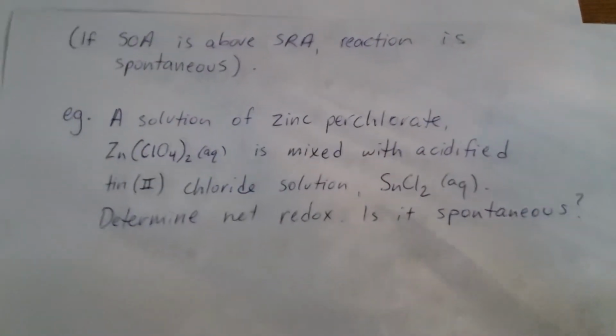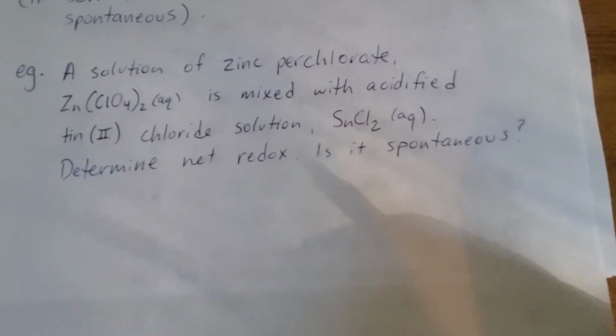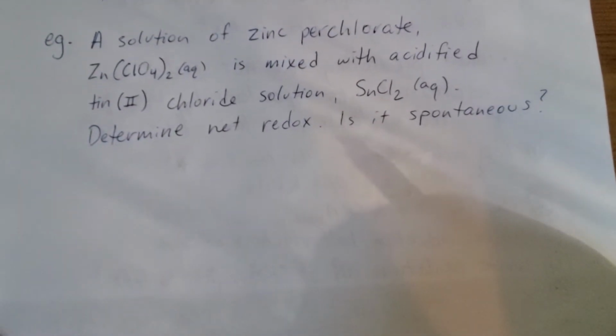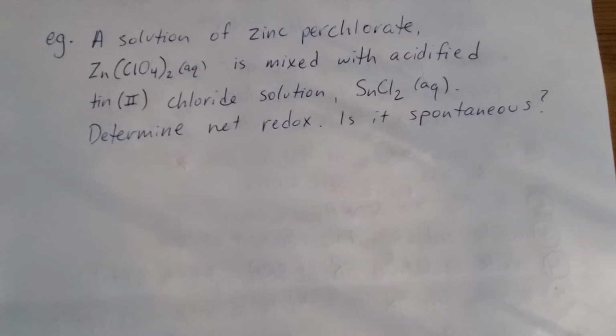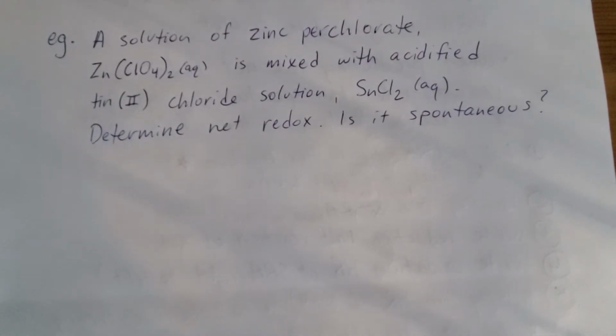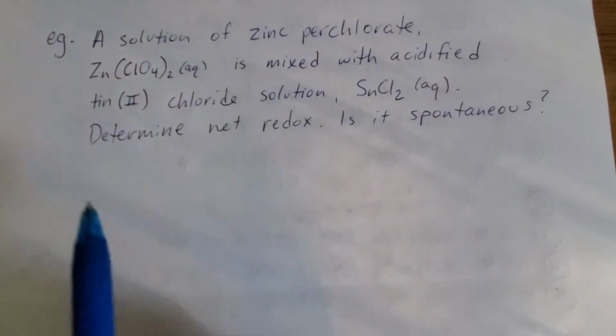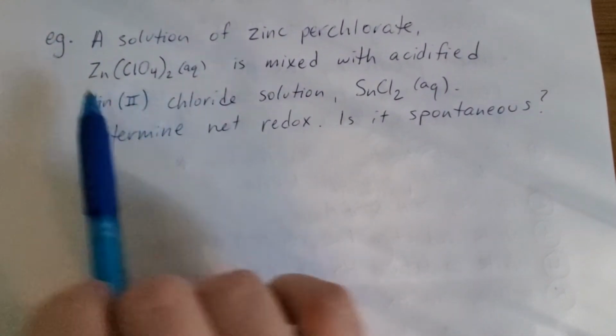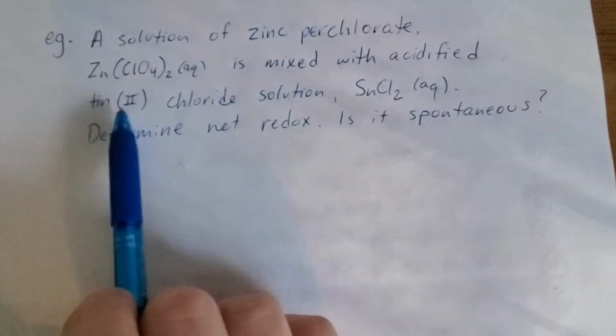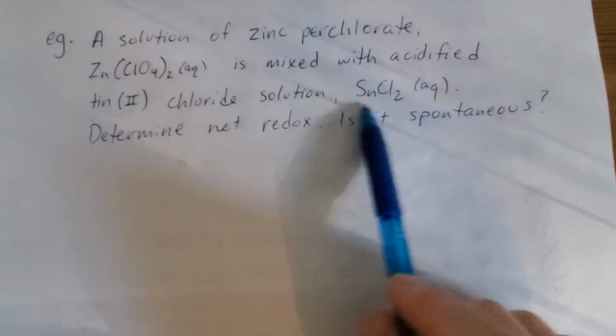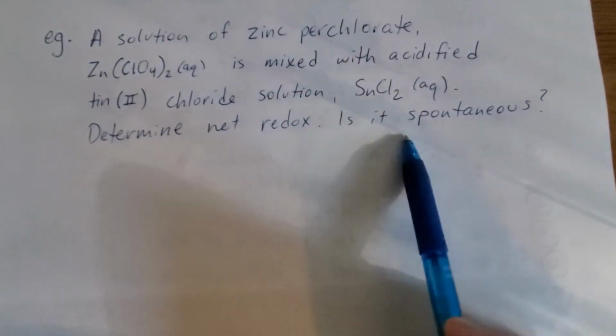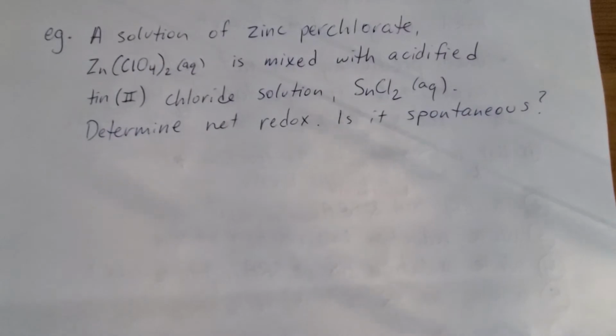That's it. The last step is actually the simplest. So, as promised, here we have an example, and I'm going to walk you through absolutely everything. Okay? We've got a solution of zinc perchlorate. It's mixed with an acidified tin 2 chloride solution, which is this. Determine the net redox. Is it spontaneous?